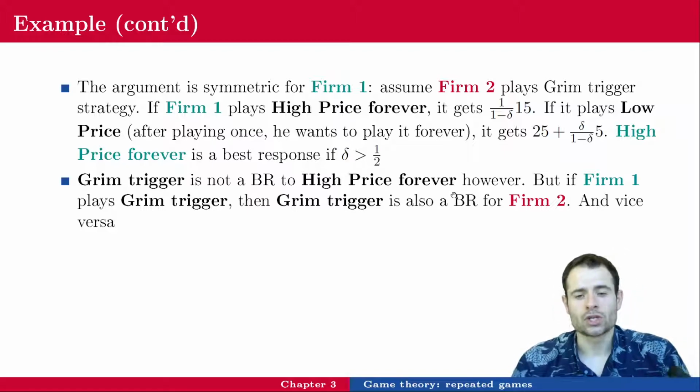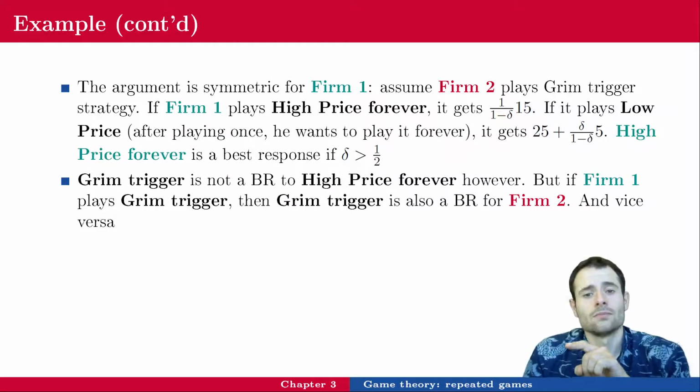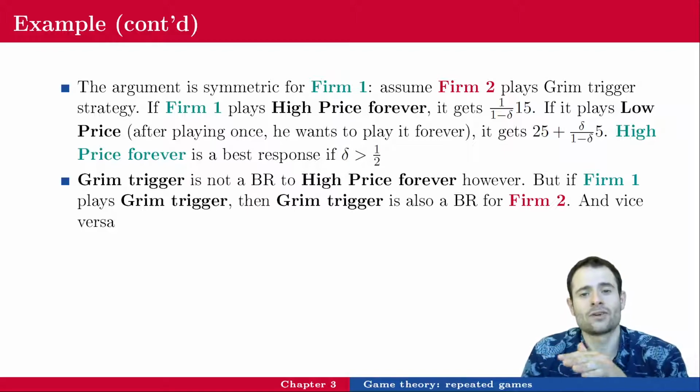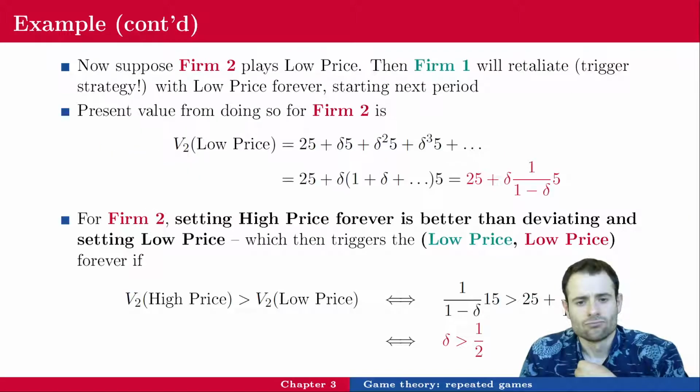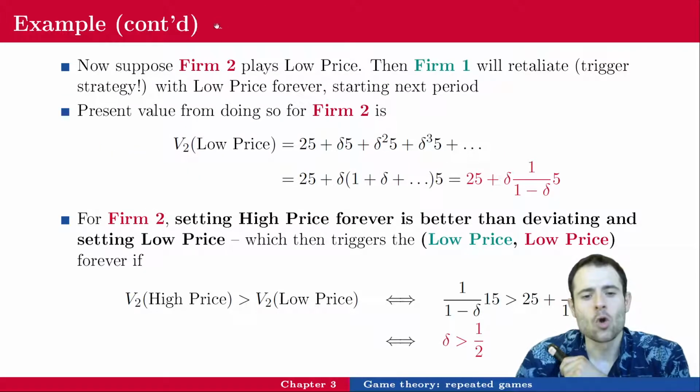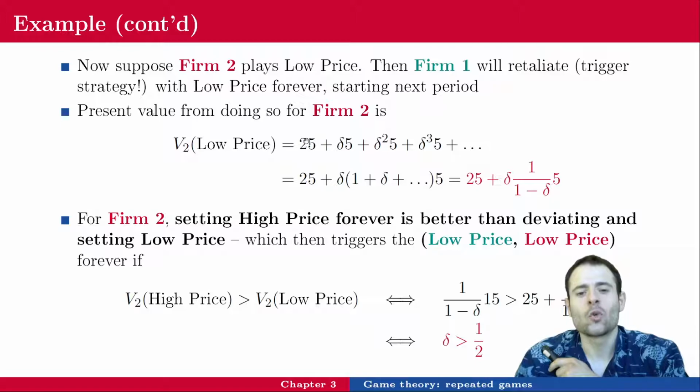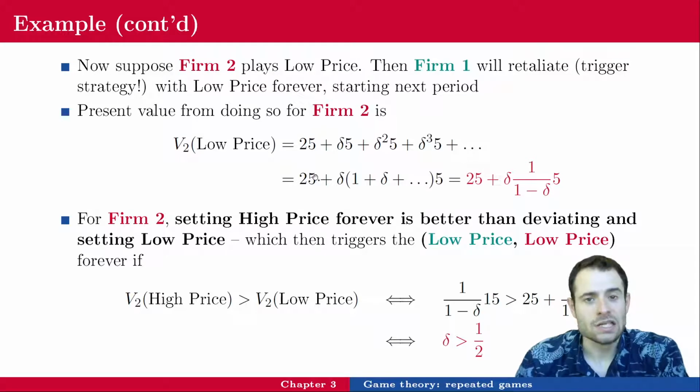You can use your intuition. If the other firm plays high price forever, what do you want to do? Do you want to stay nice? Why? You can play low price forever and get 25 every day for the rest of your life and even beyond. So if the other firm is going to play high price forever, playing high price is not a best response. Low price is going to be the best response.